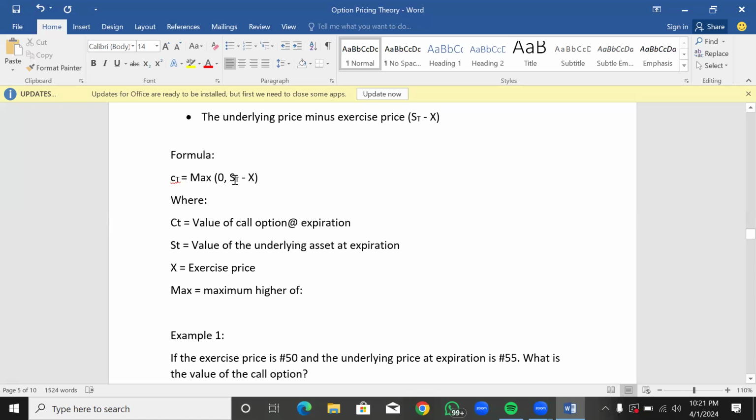So if this is 10 and this is 5, automatically the difference is 5. So you look for the higher of 0 and 5. Obviously, 5 is the higher. So 5 is the value of your option, either call or put. If it's the other way around, if you have minus, obviously 0 is greater than minus. So 0 is going to be the value of your option. And when 0 is the value of your option, it means the holder of the option is not exercising. It has no value. So the person is ignoring the option.